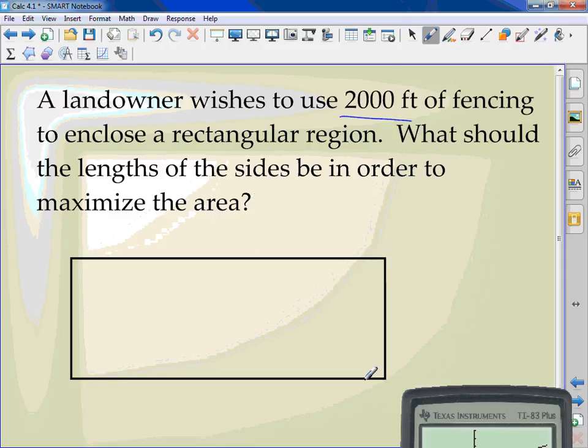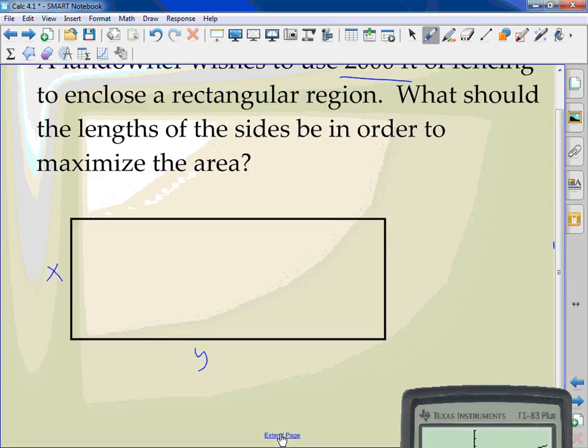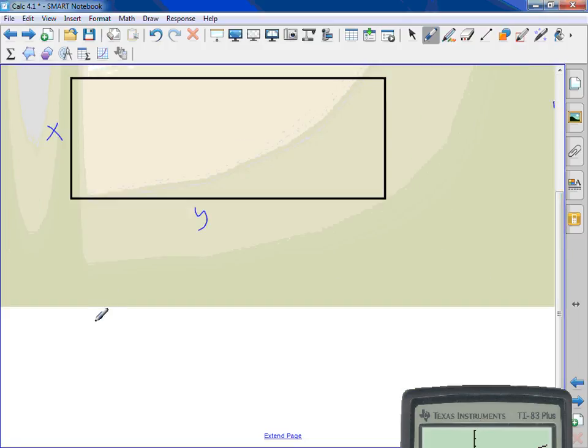If that's my fence, this is my perimeter. Now, I don't know these sides, what they are. So I'm just going to call one of them X and the other one Y. You can call it Lucy if you want to. What do I know about perimeter? Well, it's 2x plus 2y. We're not using L and W's.